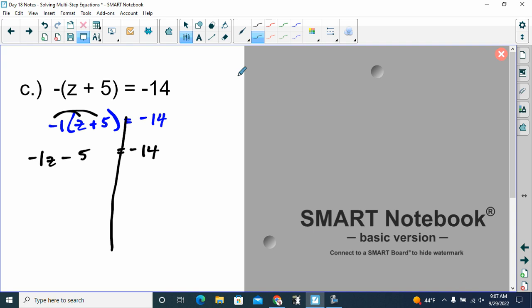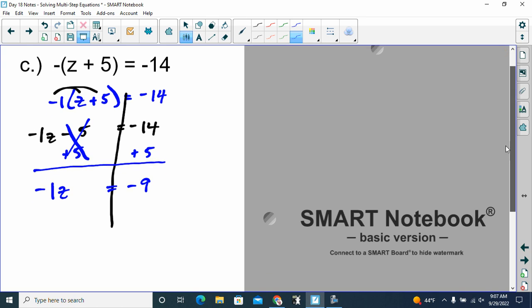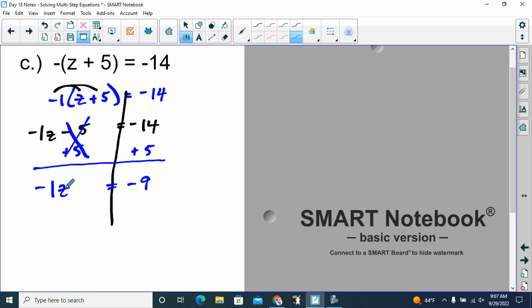I have no like terms to combine. Cancel the minus 5 by adding 5. My negative 1z comes down. Negative 14 plus 5 gives me negative 9. Negative 1z, that's multiplication. We cancel that multiplication by dividing both sides by negative 1. Negative divided by negative is positive. 9 divided by 1.